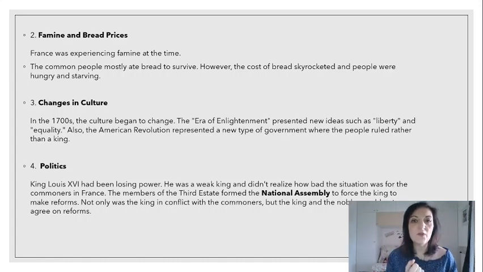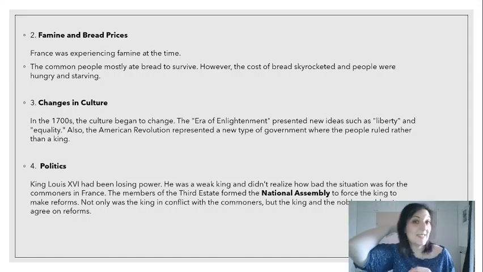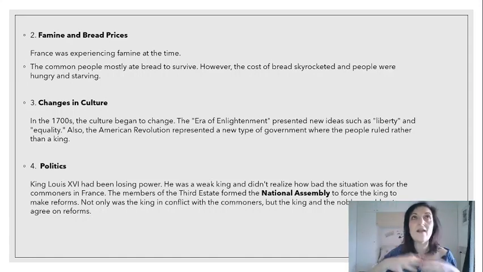The cost of the bread became higher and higher, skyrocketed. Do you know what a skyrocket is? Arrivare alle stelle, skyrocket. Okay, skyrocketed, reached the stars, and people were hungry. People were starving to death. Morivano di fame. This was another reason for the outbreak of the French Revolution.